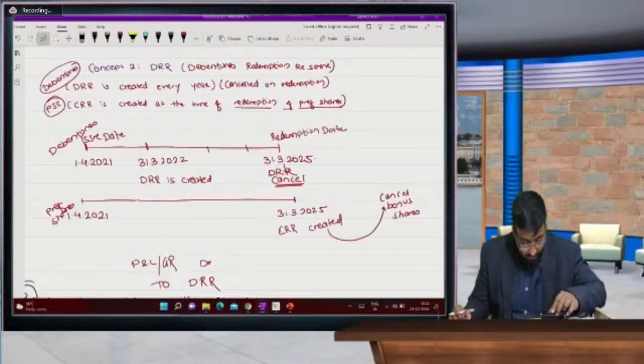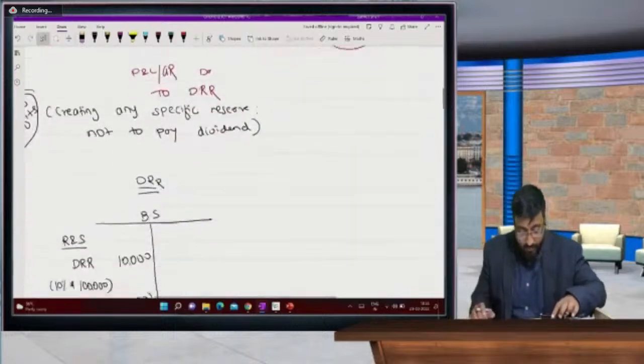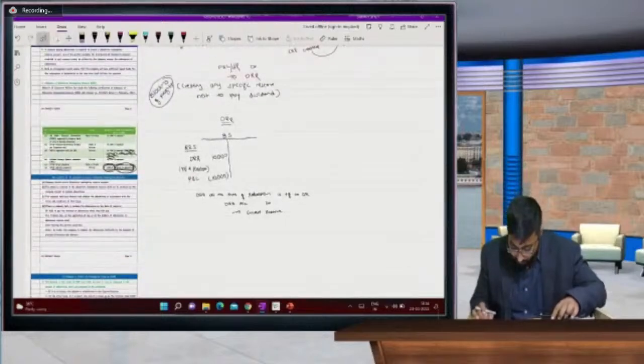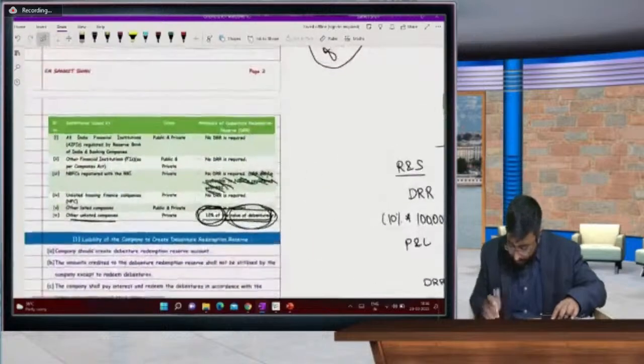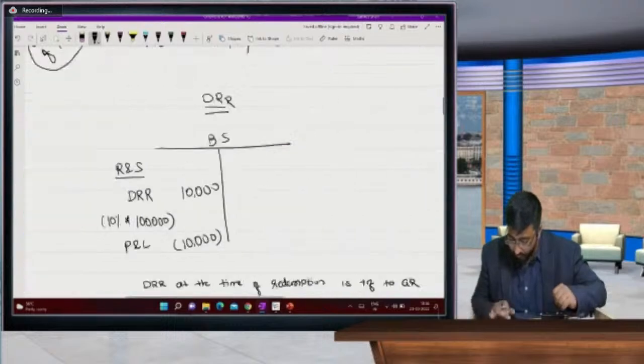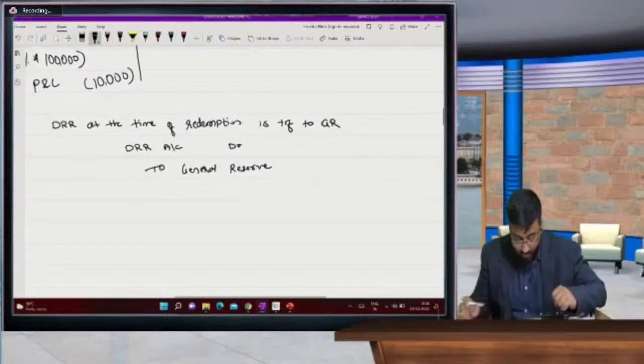ओके, ठीक है. सो बेटा, अदर लिस्टेड कंपनी पब्लिक एंड प्राइवेट नहीं होगी, सिर्फ पब्लिक होगी. ओके, ठीक है.